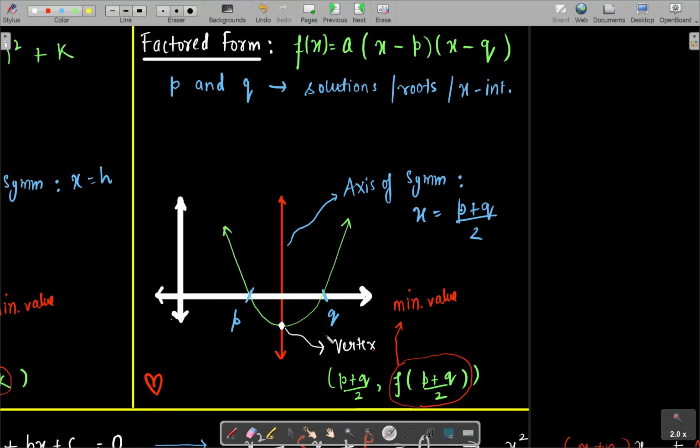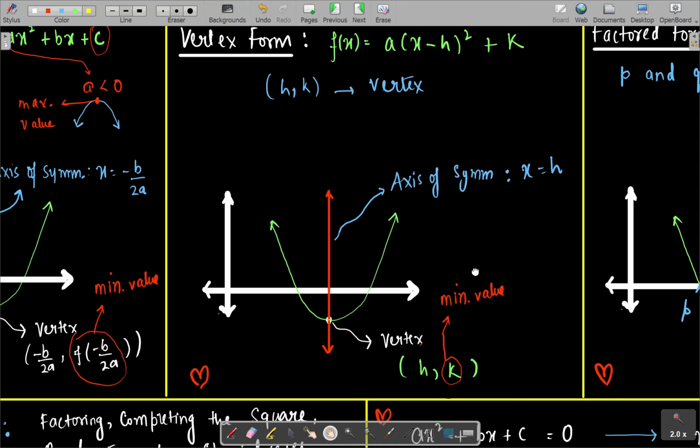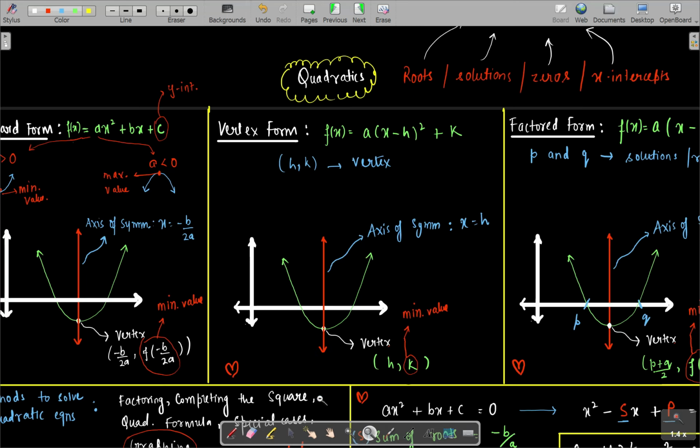Okay, and the vertex in this case is given by the average of p and q, because it will lie in the middle of p and q. So the x coordinate of the vertex will be given by p plus q over 2, and the y coordinate will be given by f of p plus q by 2. And axis of symmetry will be given by x is equal to p plus q over 2. So you should know all these three forms, and you should also know how to convert one form into another form.